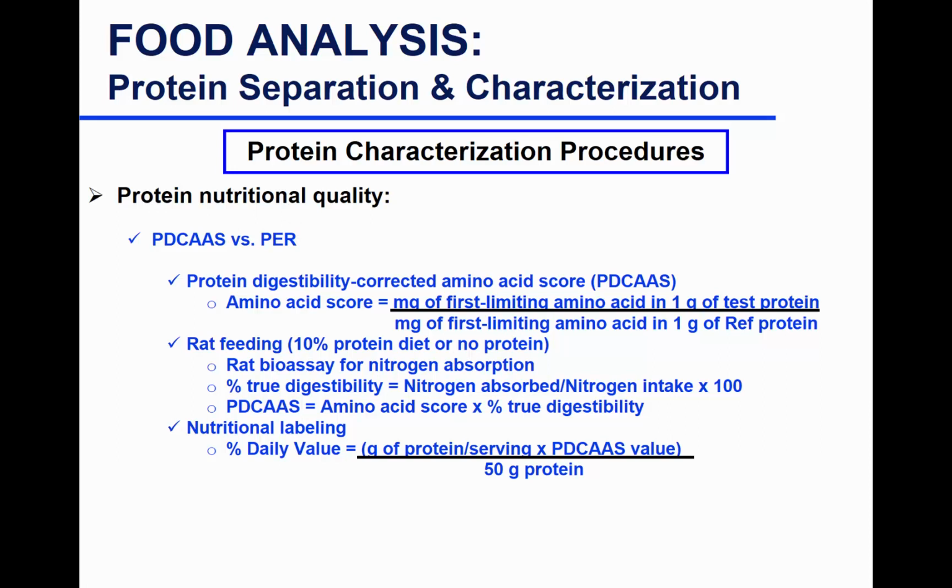And for the nutrition label, the percent daily value, so how many grams of protein you have per serving, you multiply it by PDCAAS, and then you divide it by the amount of protein needed per day. So if the PDCAAS is 1, that means great, 25 grams of casein in your serving is available. All of it is available, then that gives you 50% daily value. If it's 0.8, that means it's not all available. So that is how we determine PDCAAS.